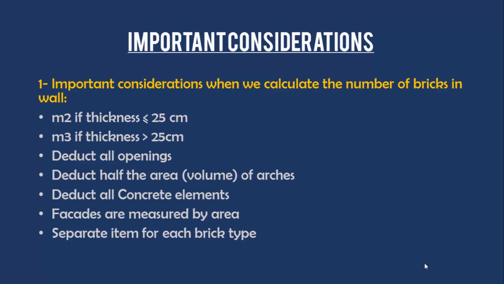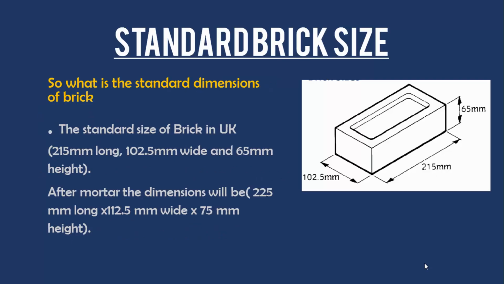bricks in a wall. The first consideration is the thickness of the wall. If the thickness is less than or equal to 25 centimeters, we measure it in square meters. If the thickness is greater than 25 centimeters, we measure it in cubic meters. We need to deduct all openings, deduct half the area or volume of arches, and deduct all concrete elements in the wall. Usually facades are measured by area, with a separate item for each brick type.